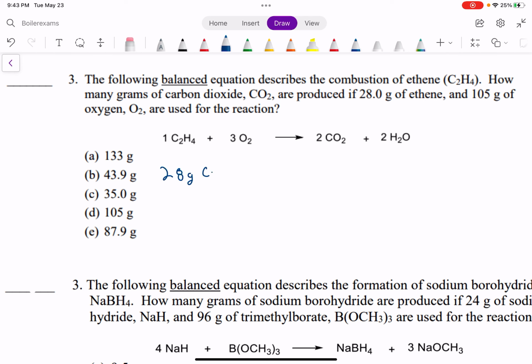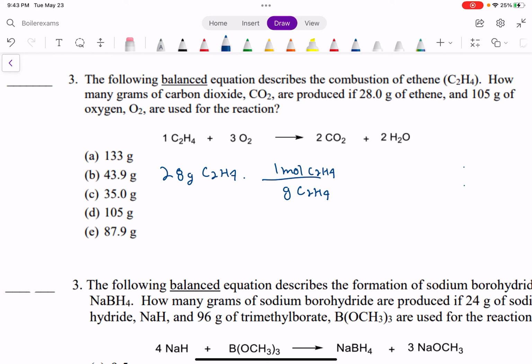So 28 grams of C2H4 times, let's see, we're going to want, oh my God, $130 Apple Pencil. And I can't even write. All right, we're going to want grams of C2H4 on the bottom, so this is our molecular weight conversion ratio.